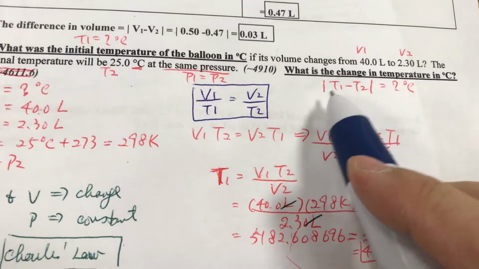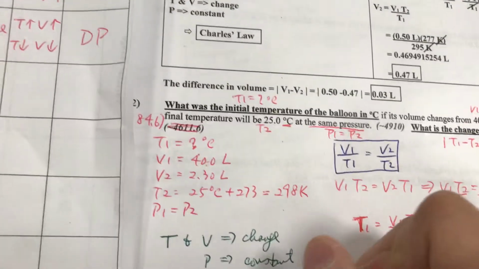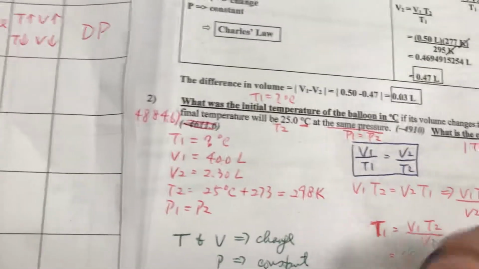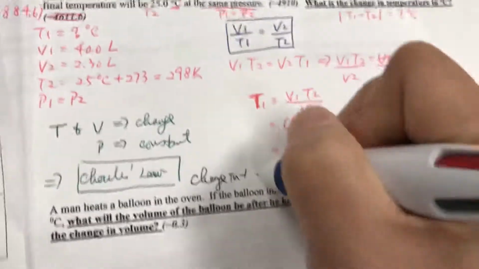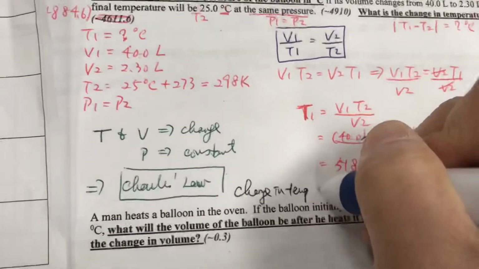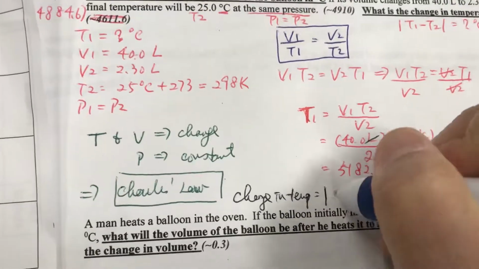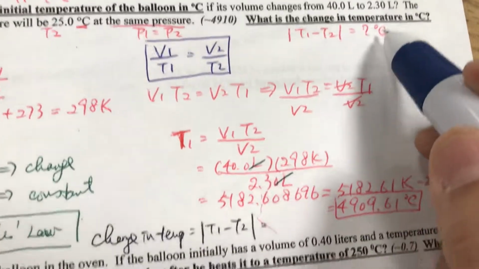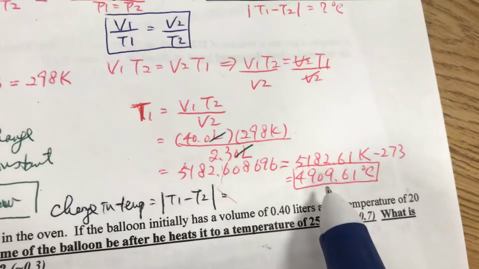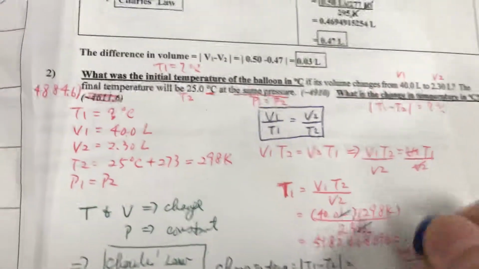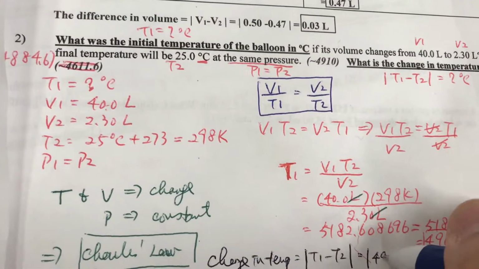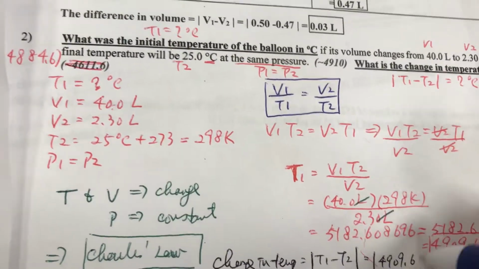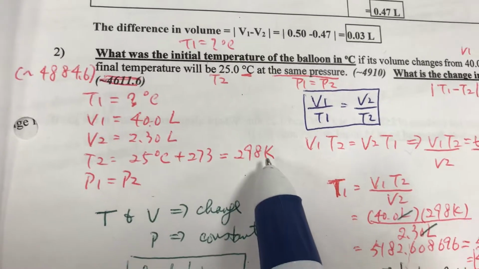Okay. Now part B was the change in temperature. Okay, so my change in temperature is the difference between the two. So, black pen, change in temperature is equal to the absolute value of T1 minus T2. Now they must be in degrees Celsius. So then you have to take T1, which is 4909.61 degrees Celsius, minus. Now here you don't want to subtract 298 because this is Kelvin.